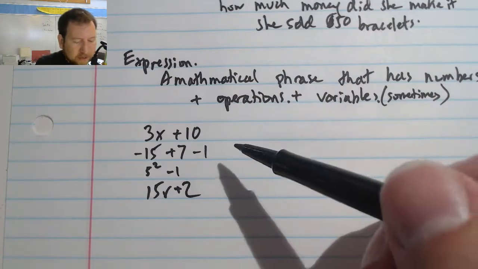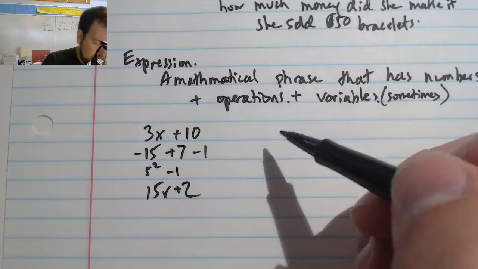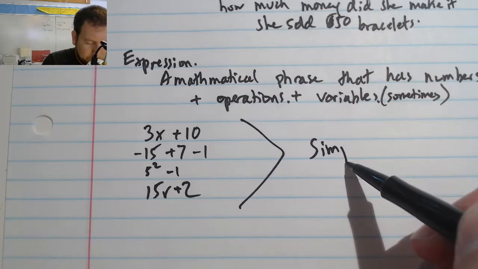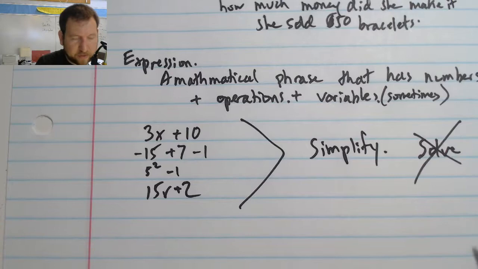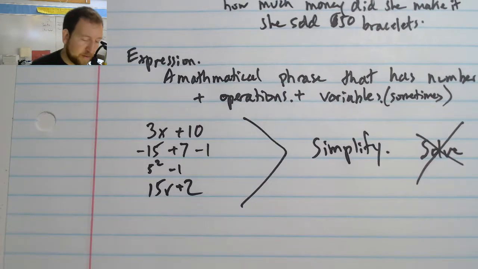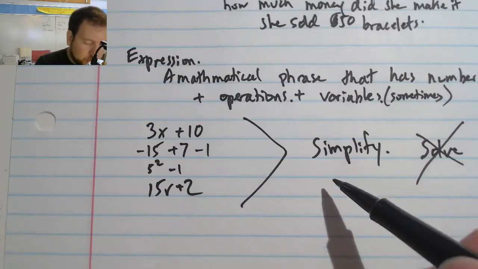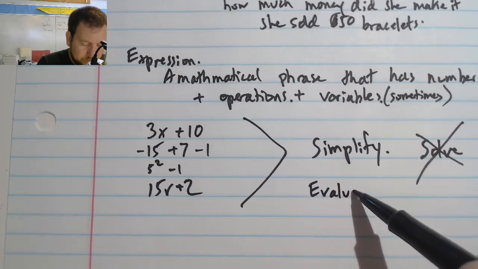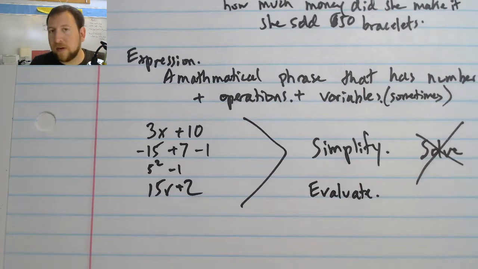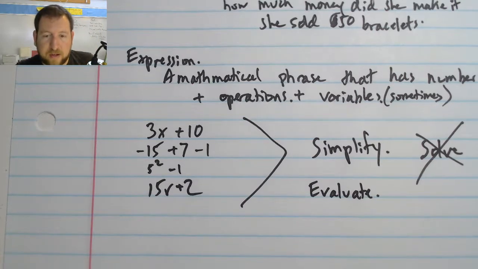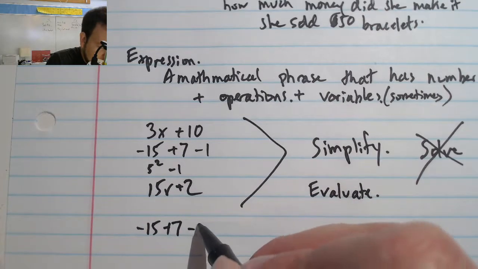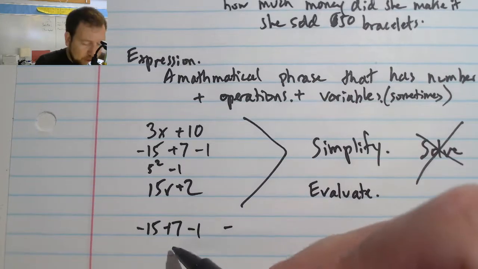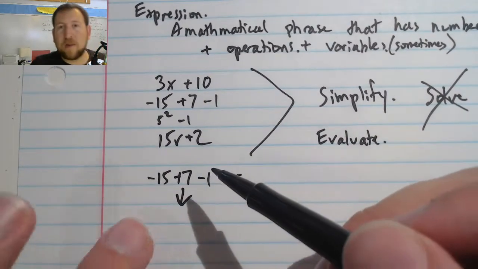Now, what we can do is we can take expressions and we can simplify them. We can't solve expressions because there's no equal sign, so we can't solve for anything. But we can simplify and we can evaluate. And these are important terms to know the difference of, because when we're looking at expressions, we can only do these certain things. For example, I could take the expression that I have here, this negative 15 plus 7 minus 1, and I could rewrite this, I could simplify it into a more easy to look at term.